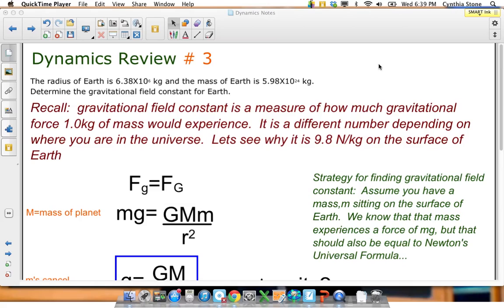3, continuing with the gravity theme, this time knowing that that's the radius of Earth and knowing that that's the mass of Earth, what is the gravitational field constant for Earth? And the answer is, you know it. It's 9.8, okay?